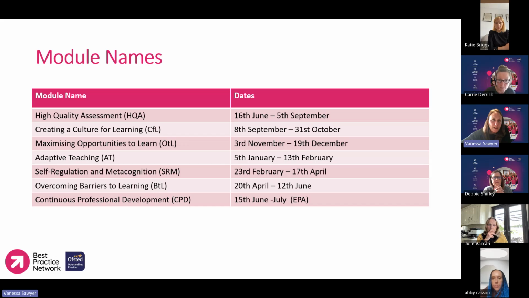You can see, I think, probably the first module for the June, which is high quality assessment, there is actually a bit of an induction leading up to when it starts. So it looks like it starts quite early on, but actually there is a bit of an introduction prior to that. Likewise, at the end, the CPD module, that really is after the practical training.